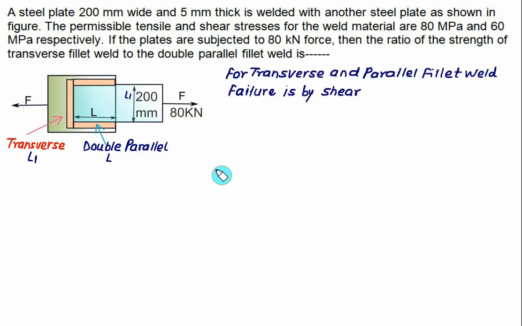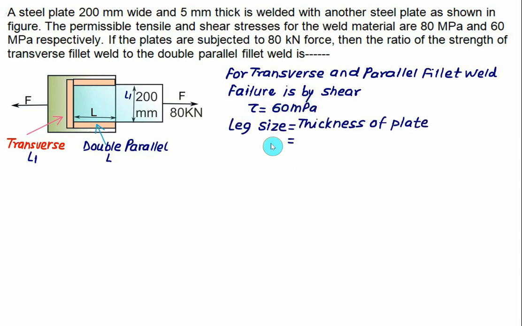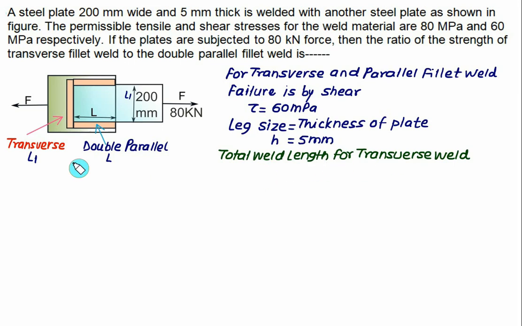Since here the transverse as well as double parallel both will fail by shear, you have to take the value of tau only, and we have the value of shear stress tau equal to 60 megapascal. And we have leg size H equal to the thickness of the plate, that is 5 mm. The total weld length for the transverse fillet is L1, and we can read the value of L1 from the figure as 200 mm.